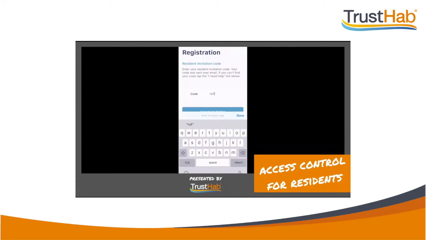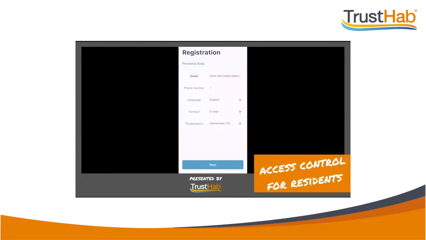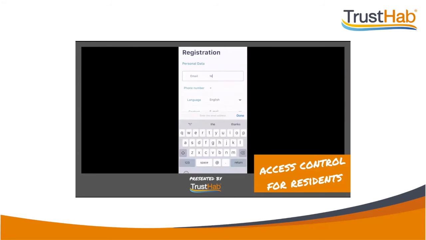To activate their TrustHab residence account, the user will need to download the app through the links in the email. Once the resident downloads the app, they can activate their account by using the code they received in the email and then complete registration. They'll need to enter the correct email address they provided the property management or leasing team, which would be the email entered in the platform, and then they can pick their contact preferences, set their mobile number and password, accept the terms, and complete registration.